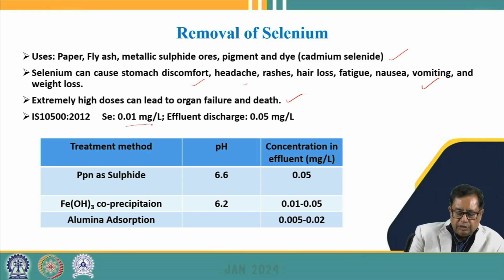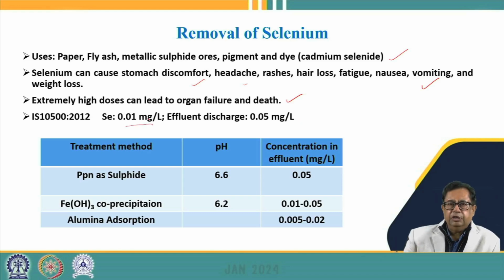Selenium should not exceed 0.01 milligram per liter in drinking water, whereas in the effluent discharge, it should not exceed 0.05 milligram per liter. When we talk of selenium removal by the precipitation method, precipitation as sulfide at pH 6.6 may lead to an effluent concentration of nearly 0.05 milligram per liter, whereas iron hydroxide co-precipitation at pH 6.2 may lead to 0.01 to 0.05 milligram per liter in the effluent. Alumina adsorption proves to be best, so we can have concentrations as low as 0.005 to 0.02 milligram per liter in the effluent.